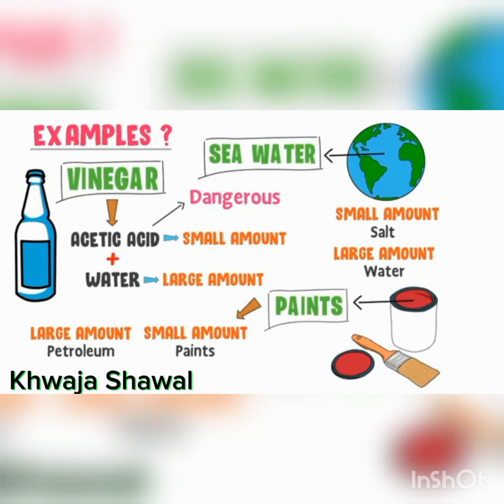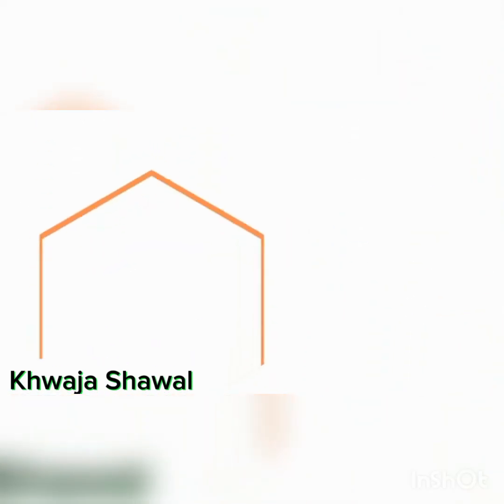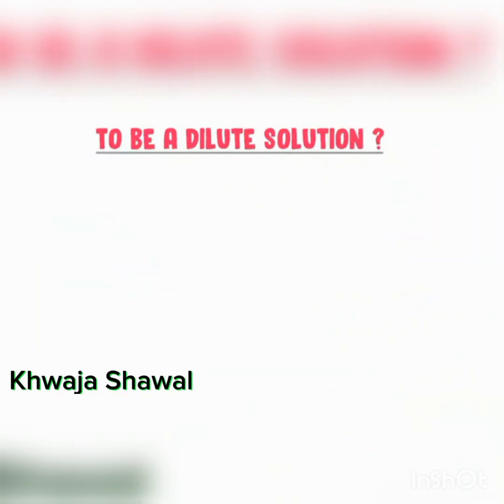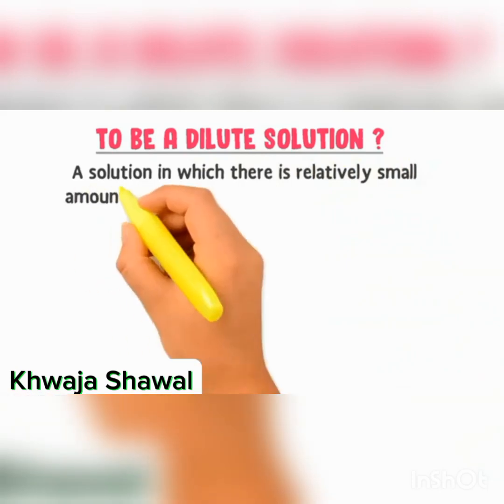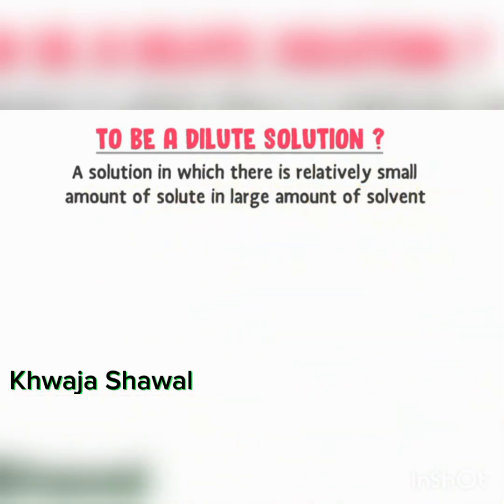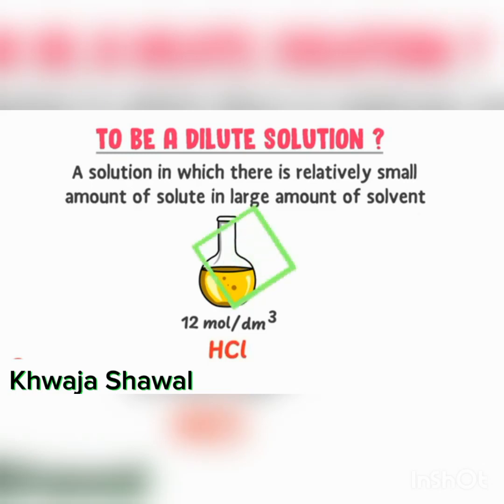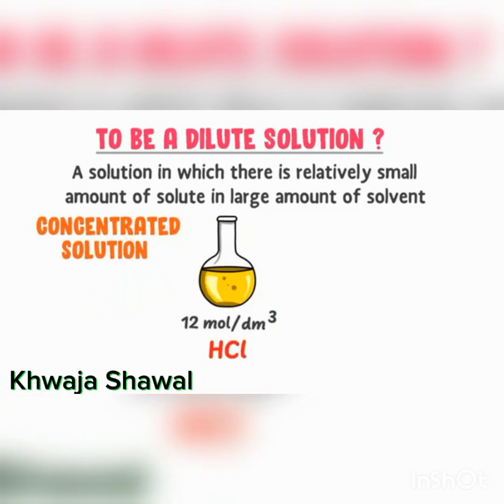After this, you also must know what will be considered to be a dilute solution. A solution in which there is relatively small amount of solute in large amount of solvent is considered a dilute solution. For example, if you take or buy a solution of 12 mole per dm cube of HCl or hydrochloric acid, it is considered as a concentrated solution.